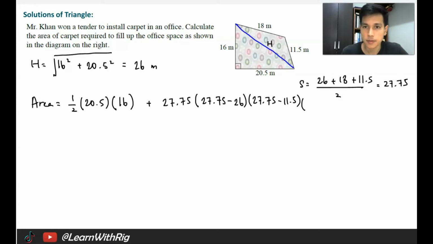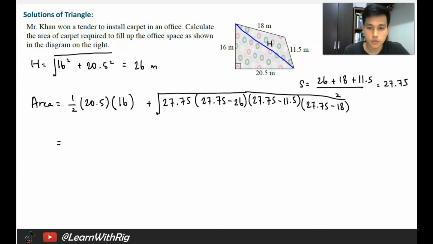And then another bracket is 27.75 minus 18. And don't forget to square root. Okay, square root the whole thing. So in the end, you should get your answer is 251.716. Okay, somewhere around this answer. Meter square, don't forget.